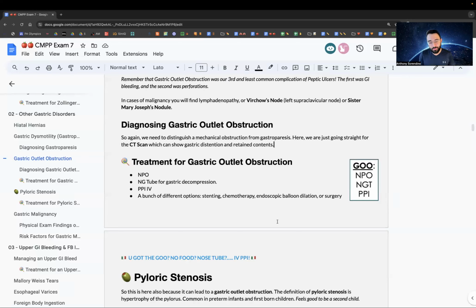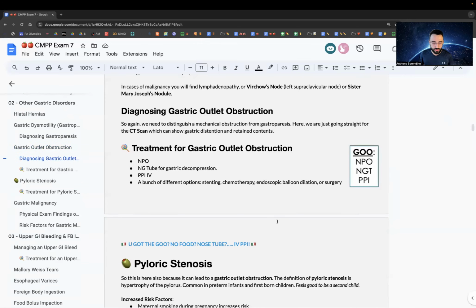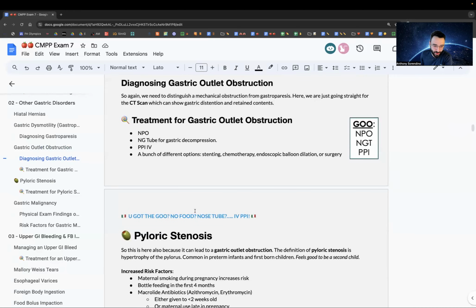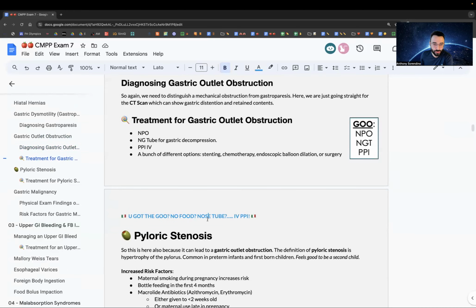So how I remember this is, I'm Italian, so like, someone in my family being like, goo, you got the goo, no food, nose tube, IV PPI. So again, NPO, NG tube, and an IV PPI. I've been saying that like all day. You'll never forget that. So that's the treatment for gastric outlet obstruction. You got the goo, no food, nose tube, IV PPI.